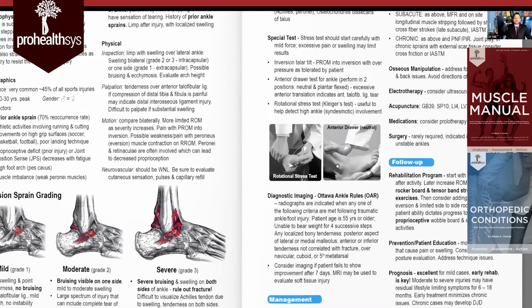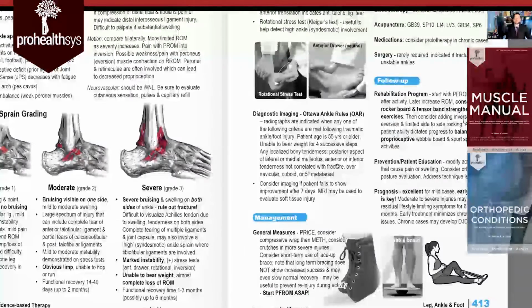There are the Ottawa ankle rules, which are essentially the same as the basic fracture screen that I teach. So you can go onto YouTube and type in Vizniak fracture screen, or you can just remember, is this person over 55? Do they have a failed 4-step test? Do they have dark black bruising, history of significant trauma, exquisite point tenderness over the, what are we looking at? Navicular, cuboid, fifth metatarsal. Those are going to indicate more likelihood of fracture.